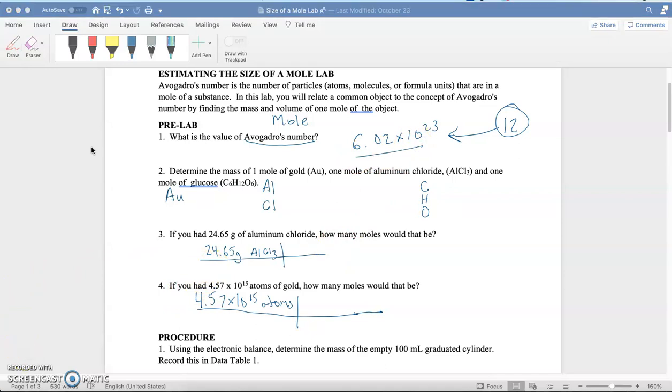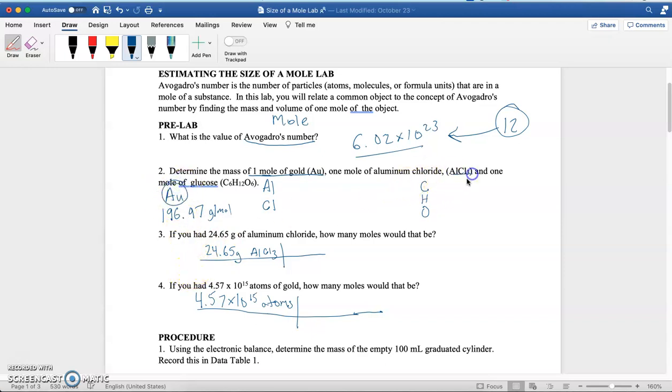Now for pre-lab 2, I'm going to give you these answers, or at least the first 2. To figure out how much 1 mole of gold weighs, you actually look up on the periodic table. It's the average atomic mass. Gold's average atomic mass is 196.97 grams per mole. When it's a single element, it's super easy. You just look it up.